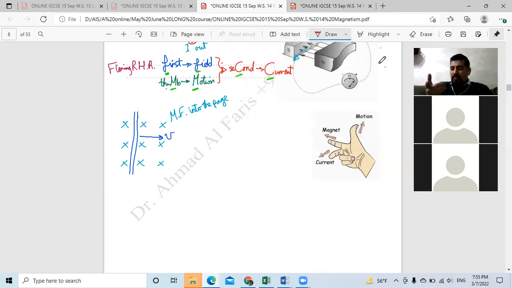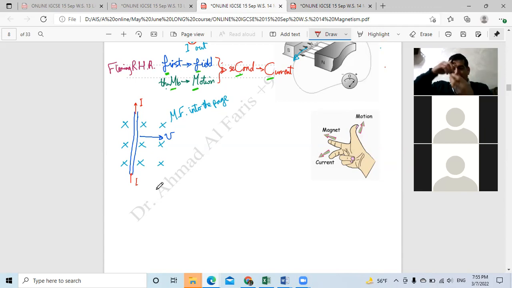Yeah, the current, use your right hand. The first finger is into the screen. The thumb is going to the right. Where's the second finger? Exactly, it's going up. Bravo. So this is the direction of the induced current. It's going where? Up. This is the current. It's going up. It's not out. It's up.